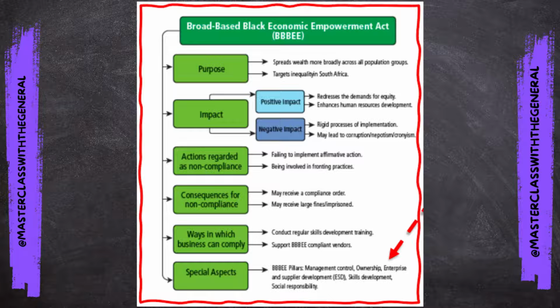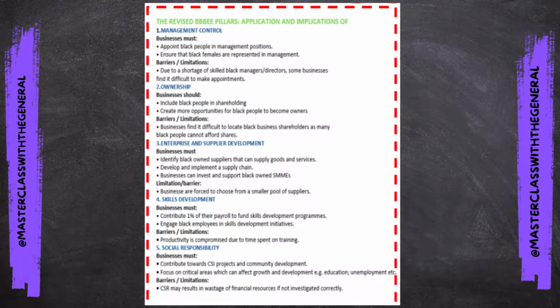Now, like I said, there are always 5 areas we deal with when we look at any act, and with some acts, there will be special aspects. So this is one of such acts. Triple BEE has a special aspect which we call the pillars. So triple BEE has 5 pillars that we look at.